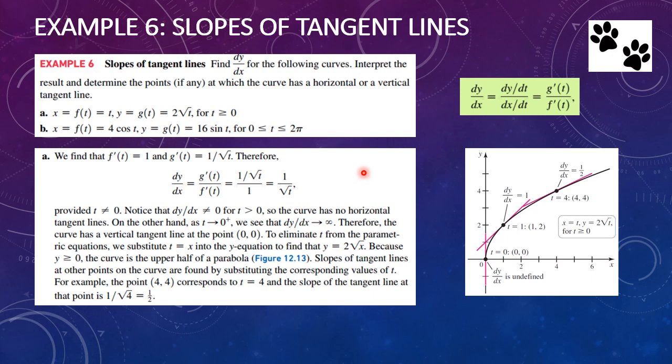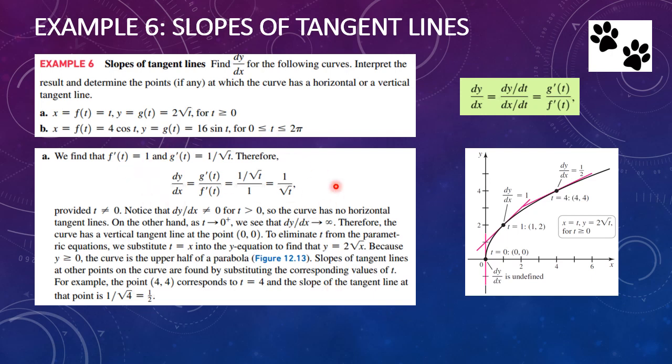To eliminate t from the parametric equations, we substitute t equals x into the y equation to find that y equals 2 times the square root of x. Because y is greater than or equal to 0, the curve is the upper half of a parabola that you can see over here to the right. Slopes of tangent lines at other points on the curve are found by substituting the corresponding values of t. For example, the point (4, 4) corresponds to t equals 4, and the slope of the tangent line at that point is 1 over the square root of 4, or 1/2.